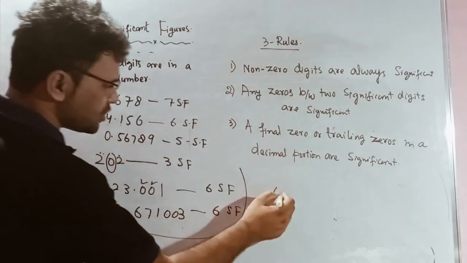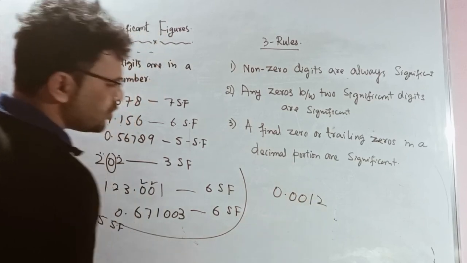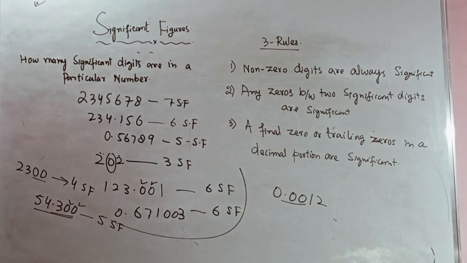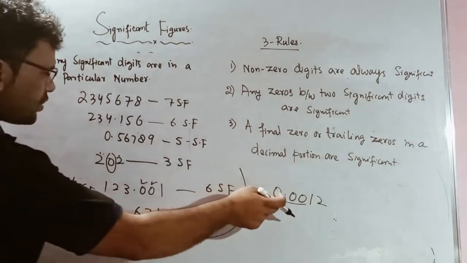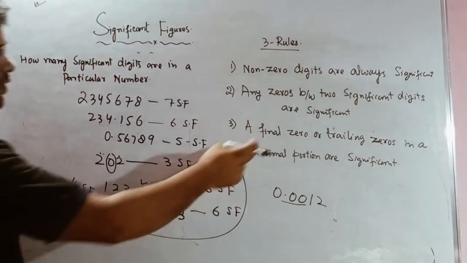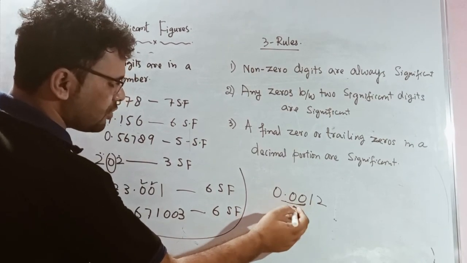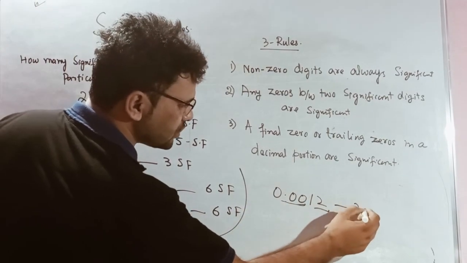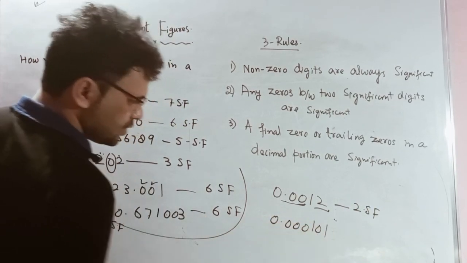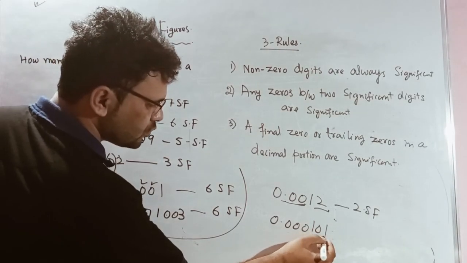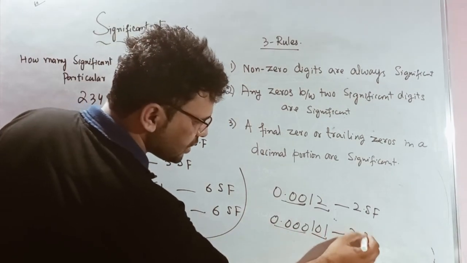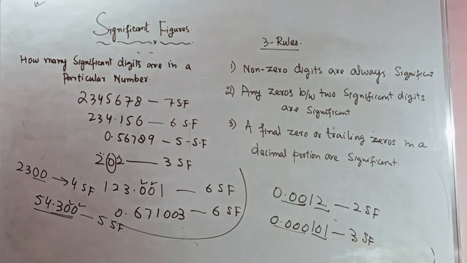Now the question arises, which are not the significant figures? If I give you the example 0.0012, you can see these zeros are at the start of the number. They are not falling in the condition of being between two significant numbers. So these zeros cannot be counted as significant figures. There are only two significant figures. If it is 0.000101, you can see this zero is between two significant digits. These zeros are not between. So here are only three significant digits or significant figures.